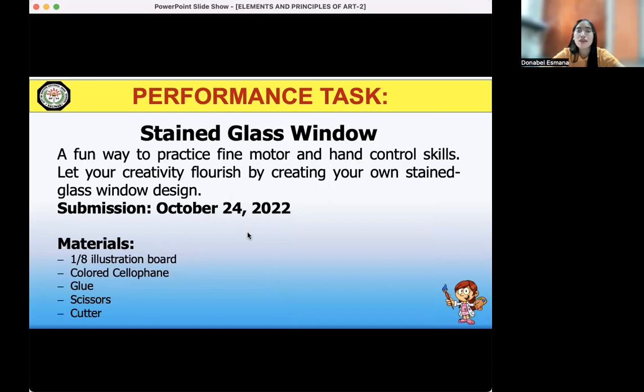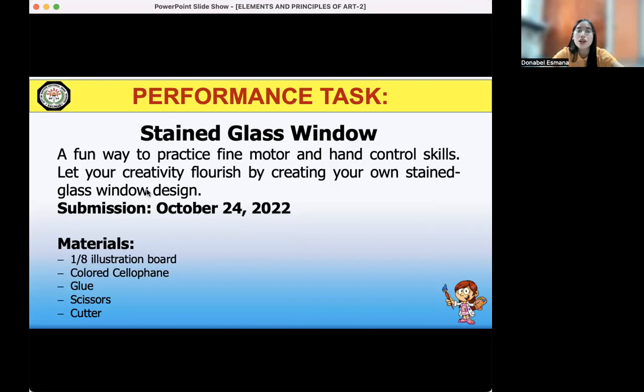Before I end this discussion, I want to give you this performance task. This will be your last performance task in MAPE. I know we're running out of time, but we have to do this. So, all you have to do is to create your own design, your own stained glass window. This is a fun way to practice your fine hand control skills. And the materials you need are: the 1/8 illustration board, assorted colored cellophane, blue scissors, cutter, and also marker.